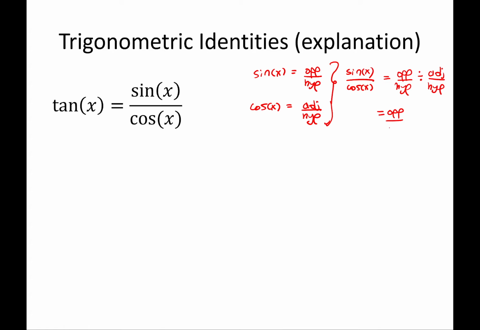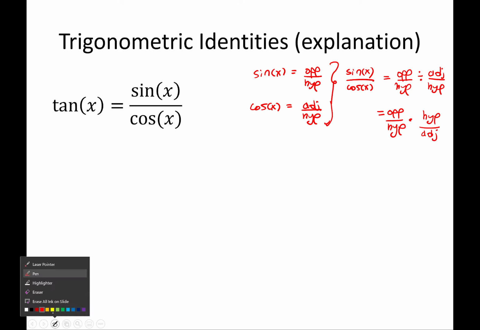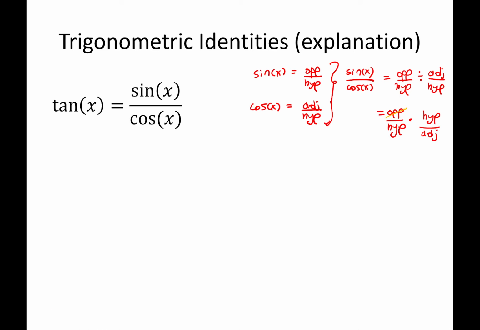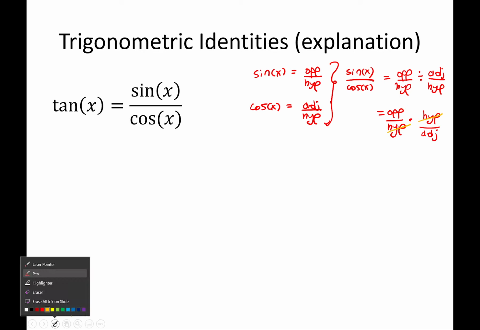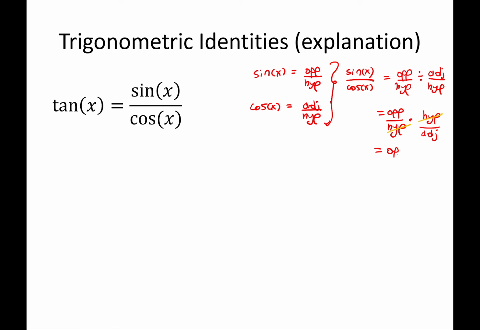I'm going to switch that division into multiplication by the reciprocal. So multiply by hypotenuse over adjacent. The hypotenuse on the top cancels with the hypotenuse on the bottom. And we end up with opposite over adjacent, which is the same thing as tan. So that's where this identity comes from. Just that relationship between the ratios of the side lengths of the triangle.